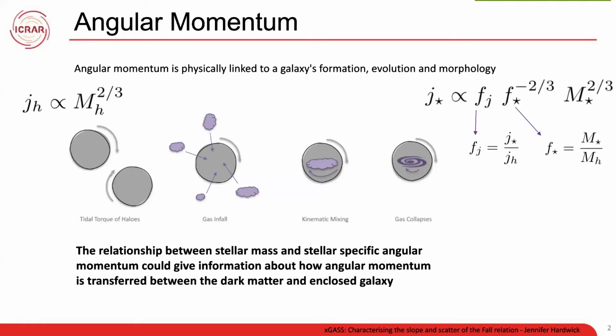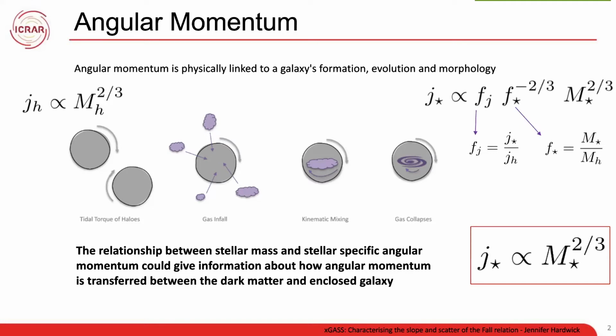So you could say that the relationship between stellar mass and stellar specific angular momentum potentially has the possibility of giving information about how angular momentum is transferred between dark matter and the enclosed galaxy. If you make the simple assumption that these Fj and F star parameters don't vary as a function of mass and that they're constant, then you can get the simple relationship that the stellar specific angular momentum is related to the stellar mass to the power of 2/3.